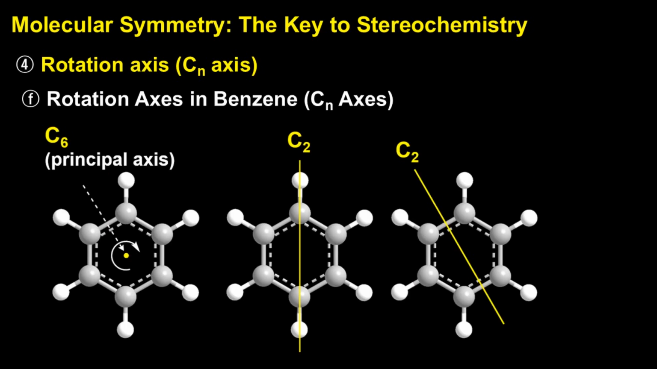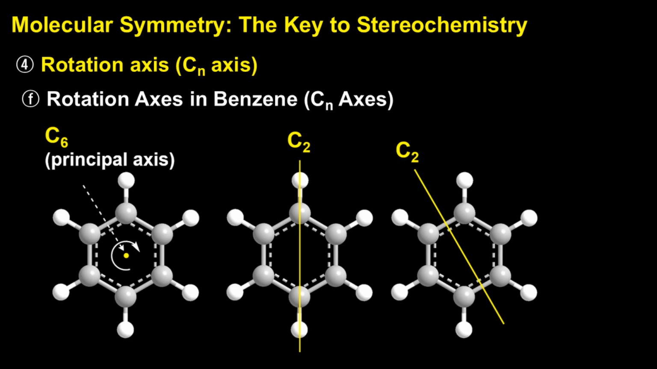Now, let's talk about benzene, C6H6. This molecule really takes symmetry to a whole new level. Because of its perfectly hexagonal structure, benzene has a C6 principal axis that runs perpendicular to the plane of the ring. What does that mean? Basically, you can rotate the molecule by 60 degrees at a time, and it still looks exactly the same.